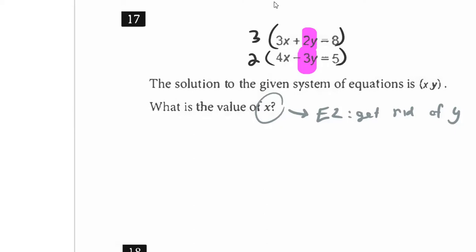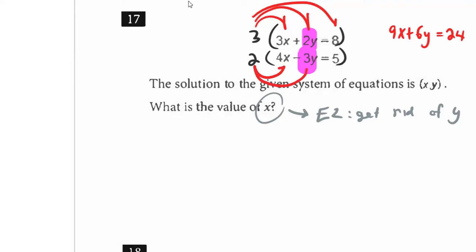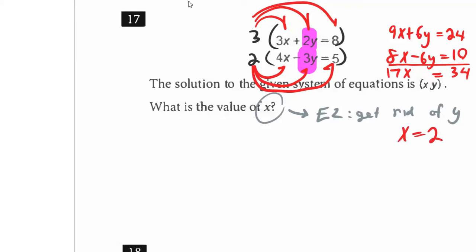So distributing the 3, we'll have 9x plus 6y is 24. And distributing here, we have 8x minus 6y is 10. So now we can add straight down. 9 plus 8 is 17, and 24 plus 10 is 34. And we can divide both sides by 17, and we'll get 2. And 2 is the answer for question 17. It's the value of x.